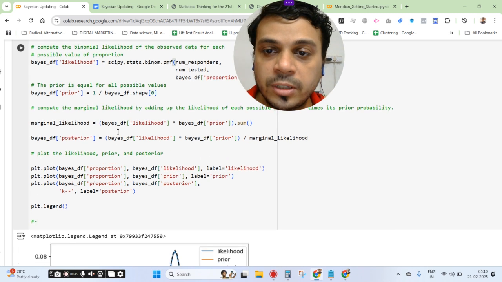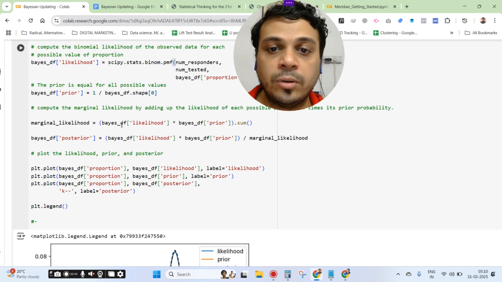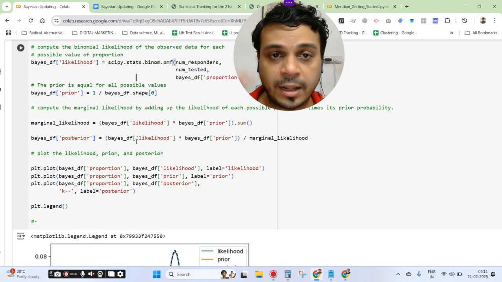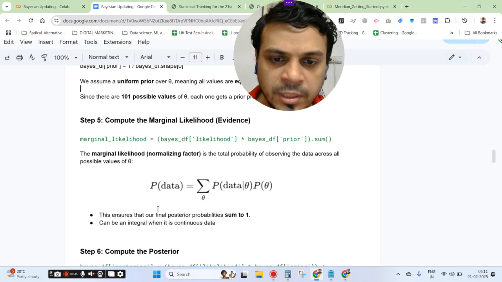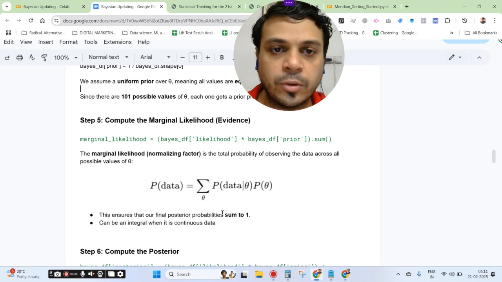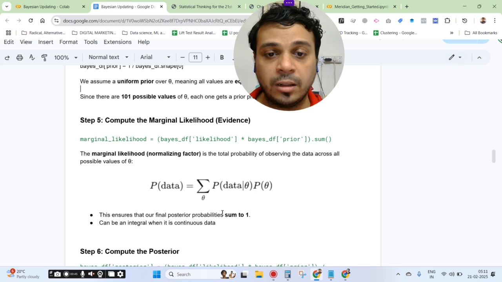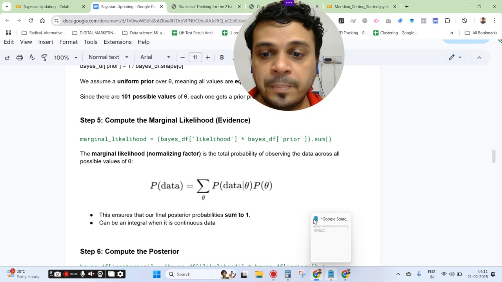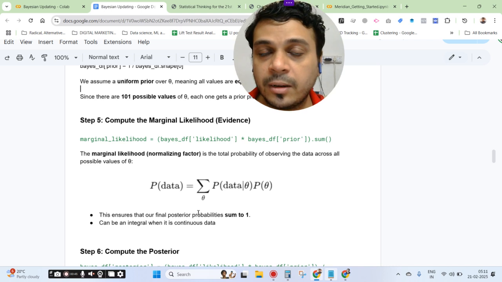Then we move on to the marginal likelihood, which is defined as the likelihood and the prior multiplied, and summed over all of that. So it's called sum product. This is what's essentially going on, because the probability of data is the probability of data given theta, over all values of theta, multiplied by the probability of theta. In this case, there is a normalizing factor that's been taken in this problem.